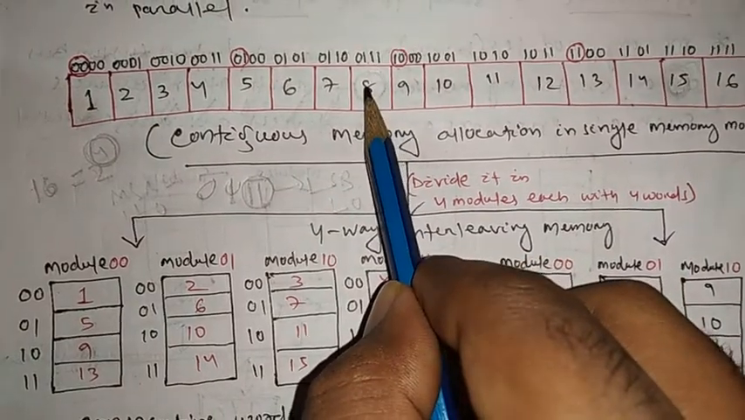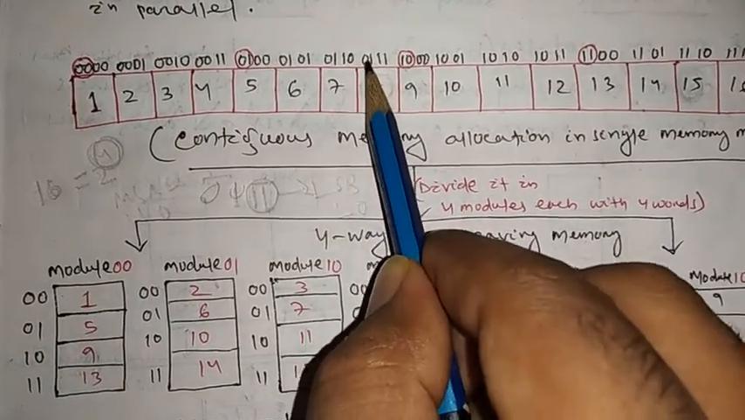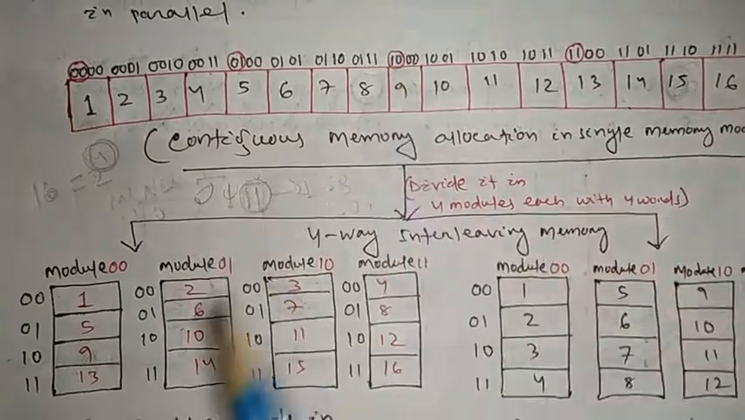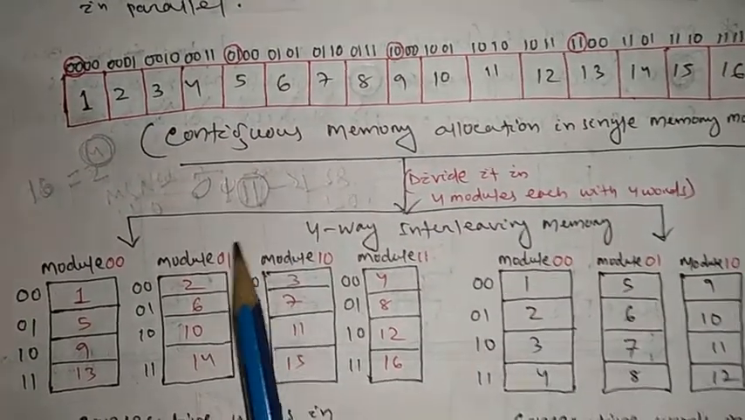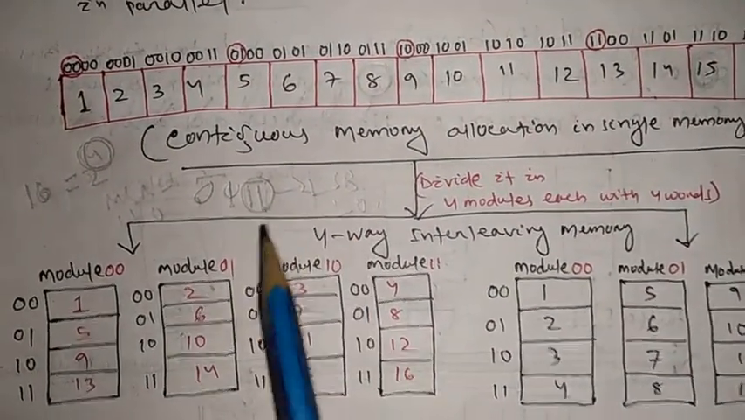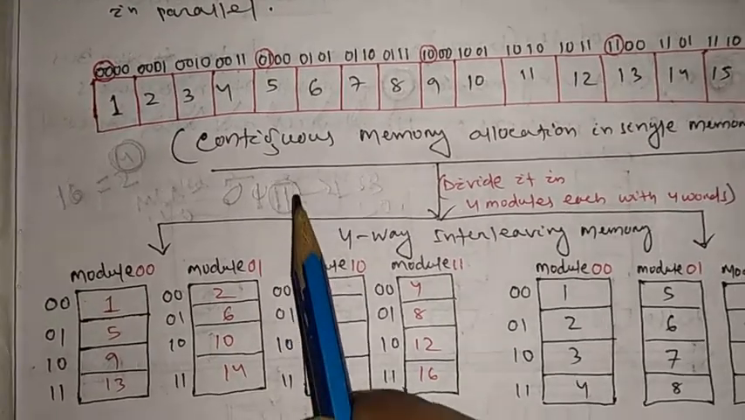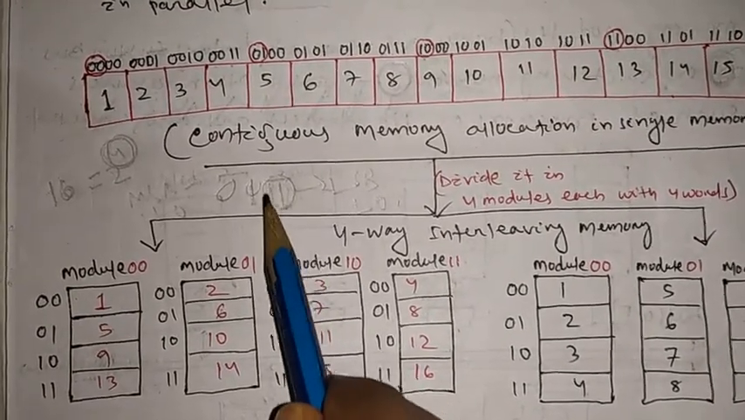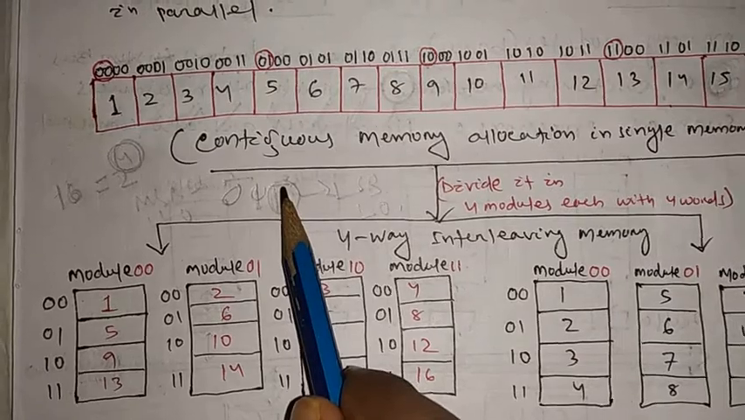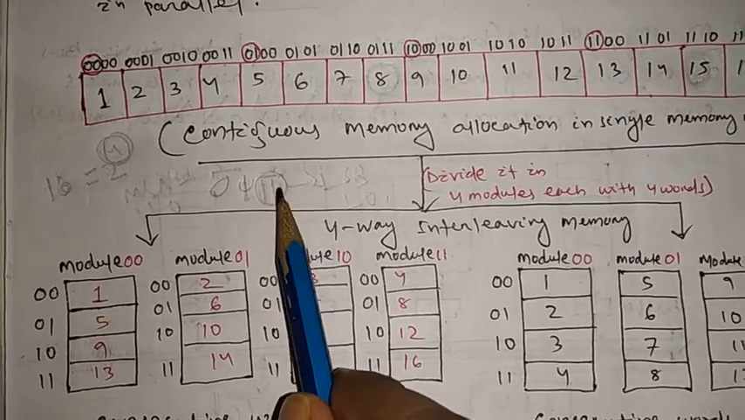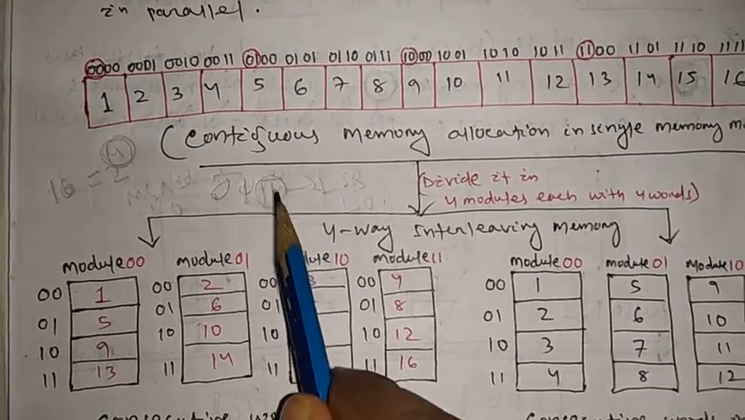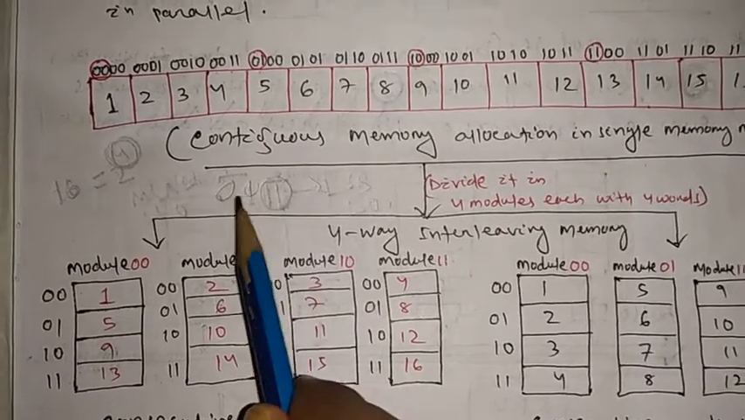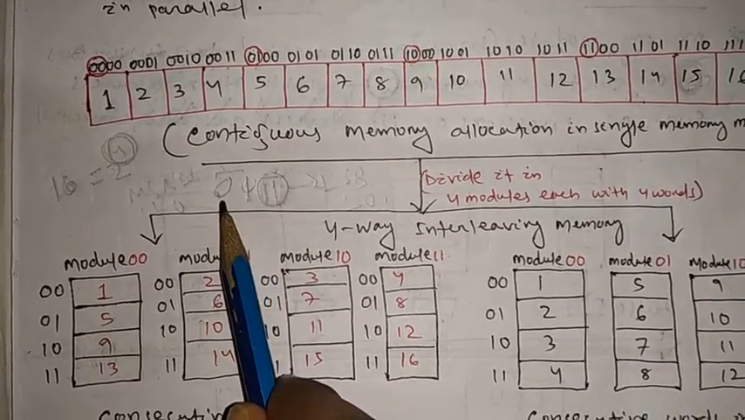So this data 8 is stored in memory location 0111. So look, 0111. This is called low order memory interleaving. Low order memory interleaving means the last two digits will be used to identify the module, and the first 2 bits are used to identify the location.